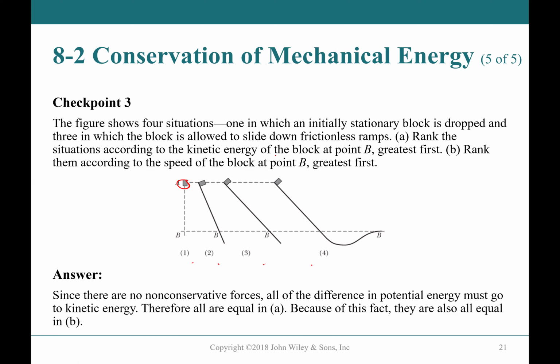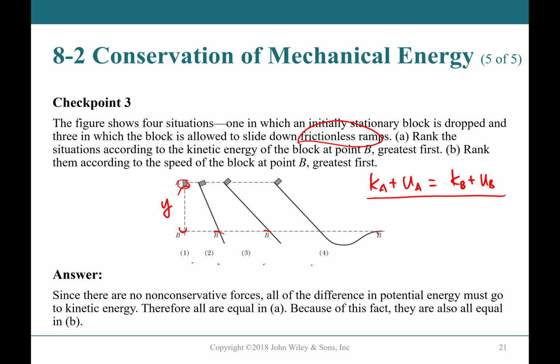So here, if you know the distance here is y, for every point B here, we can write it like this. So Ka plus Ua will be equal to Kb plus Ub. Because this is a frictionless ramp, there are no other forces except the gravitational force doing work. So this is Ka plus Ua equals Kb plus Ub.